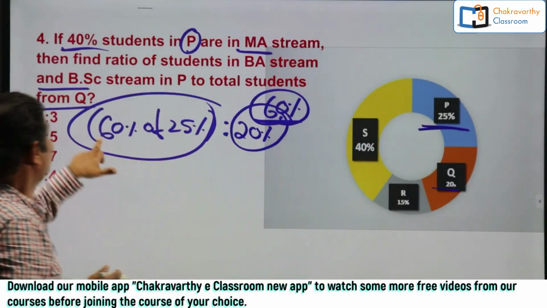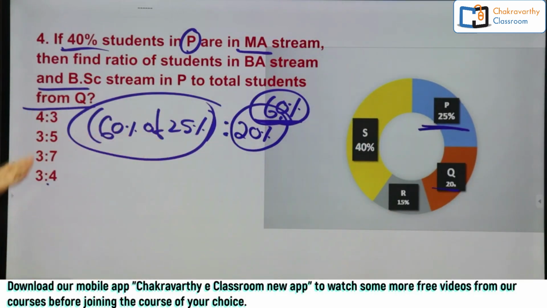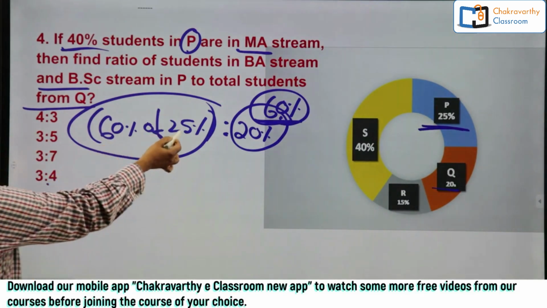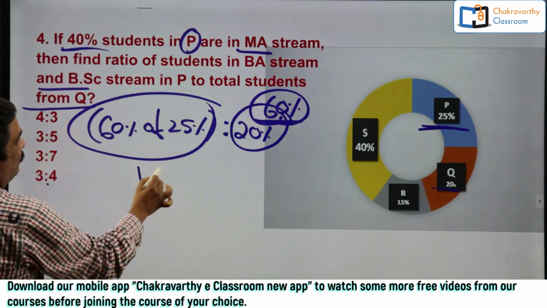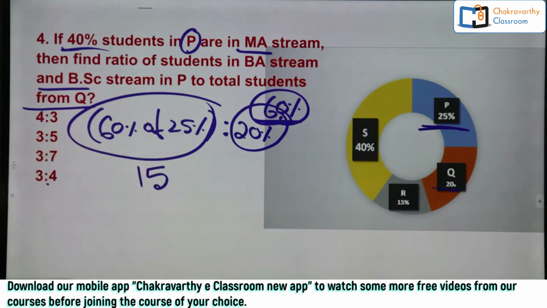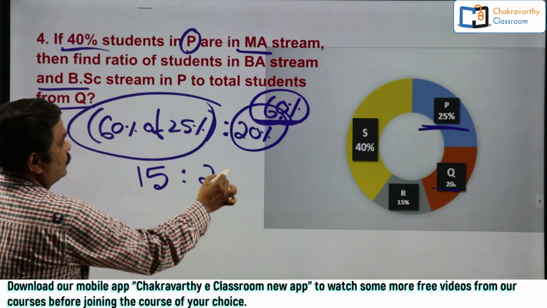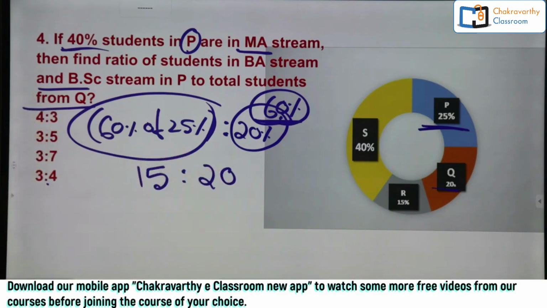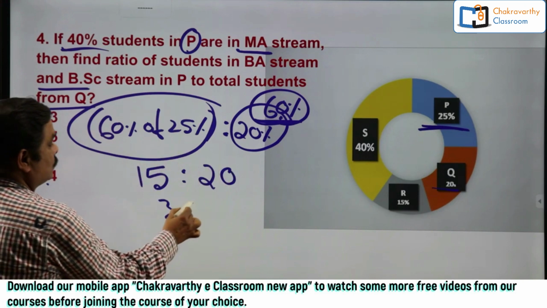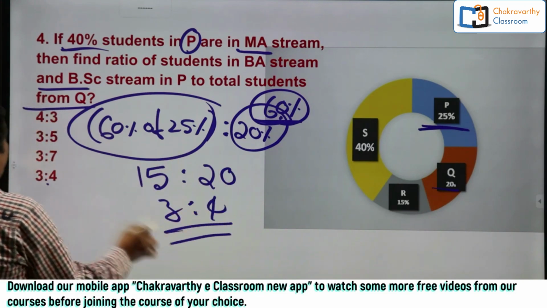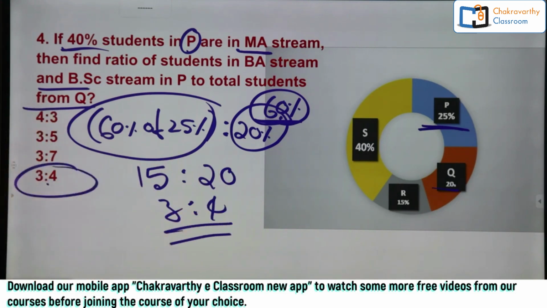Now here, simply 60% of 25. What is 60% of 25? Simple. So 60% of 25 is 15. Then 15% to 20%. That's all. So 3:4 is the final answer. You have to do the questions in this way.